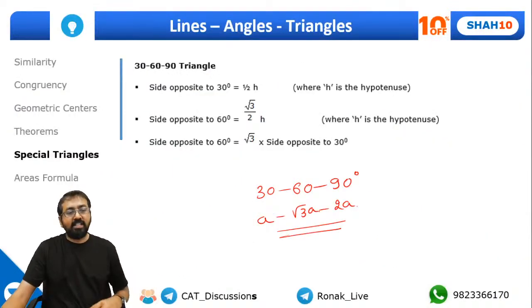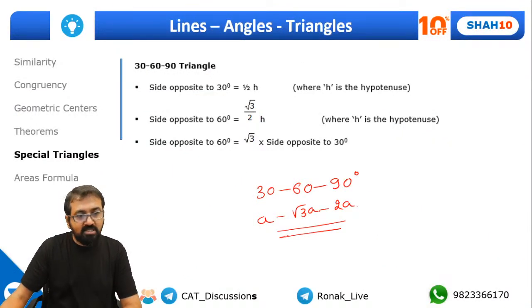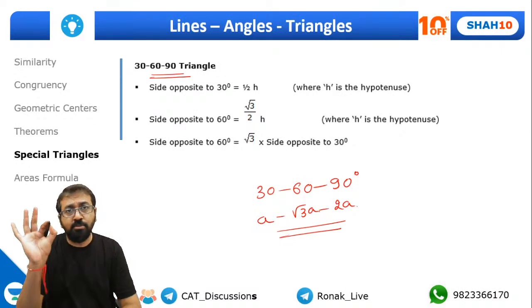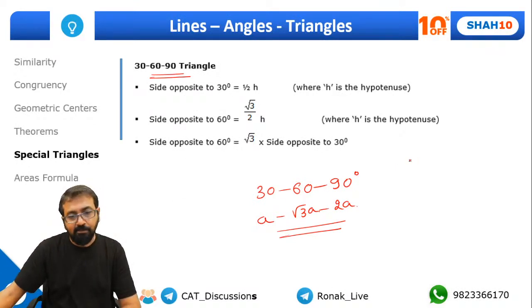Fine, let's go to this one. So once again, remember this thing, 30, 60, 90 triangle. Guys, you need to remember everything about 30, 60, 90. Now what does it mean by everything? So if this angle is 30 degree, and so this angle has to be 60 degree, this is 90 degree. So this is 2a.